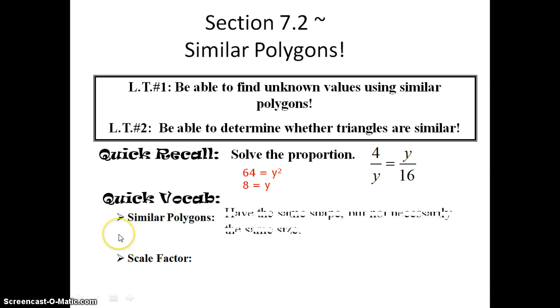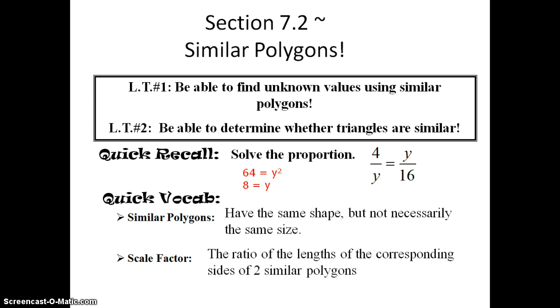Similar polygons are going to have the same shape but not necessarily the same size. So congruent polygons had to have the same shape and same size, but similar ones just have to be like a smaller triangle and a bigger triangle. They're going to have the same shape but not the same size.